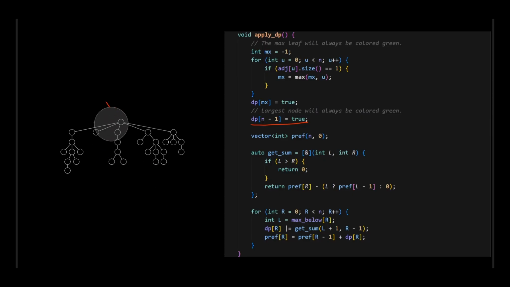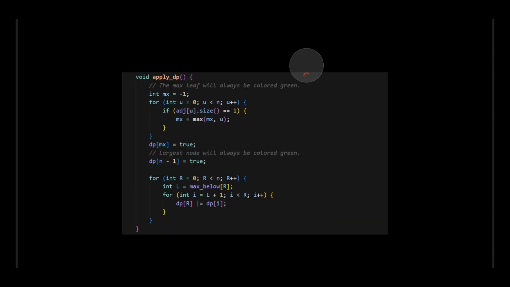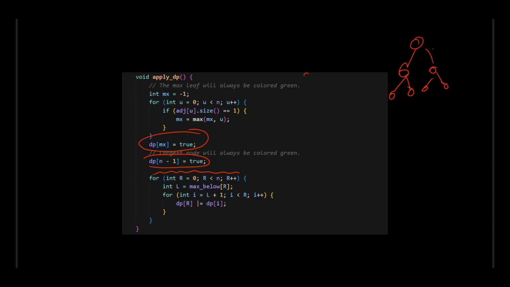Okay. So this is the largest leaf, and then, okay, I think I jumped something. So yeah. So the root will always be colored green, and the largest leaf will always be colored green. And then you iterate over all the DP values in increasing order, right? You iterate in increasing order, and you take the contribution from all across the trees without even realizing it.